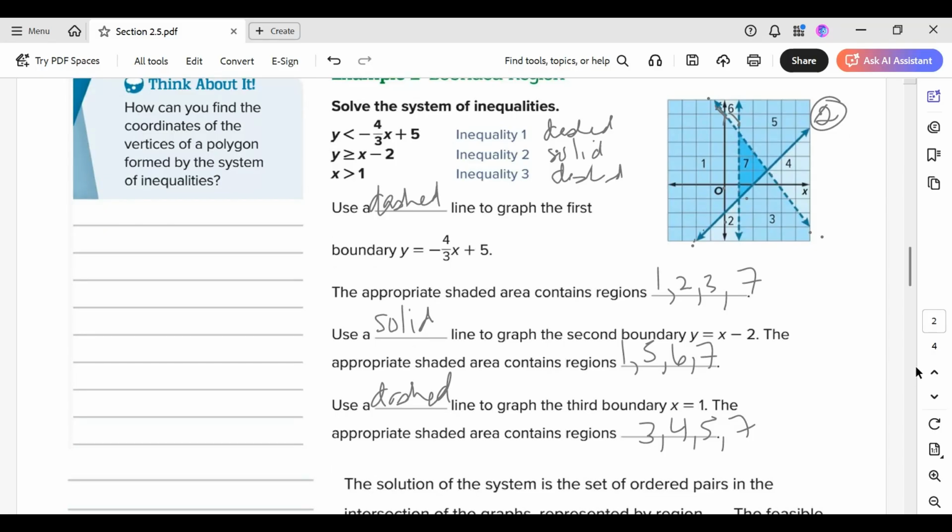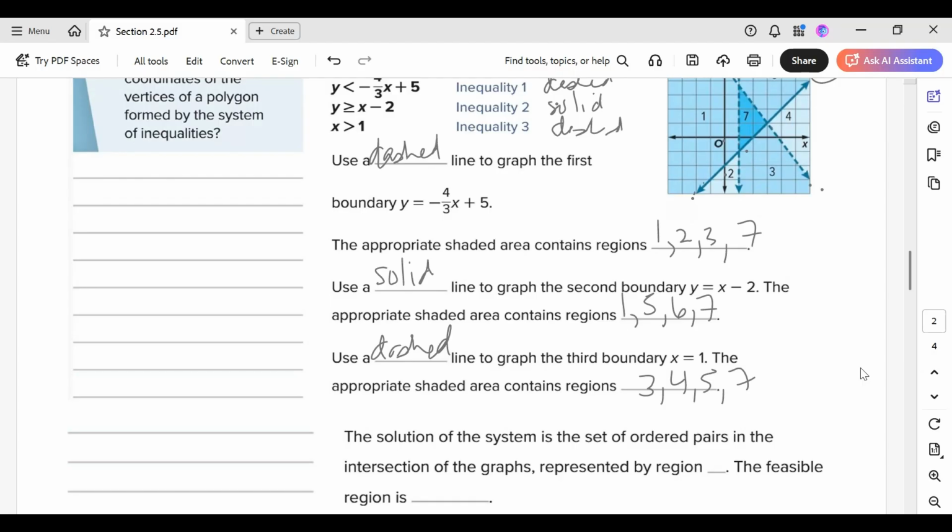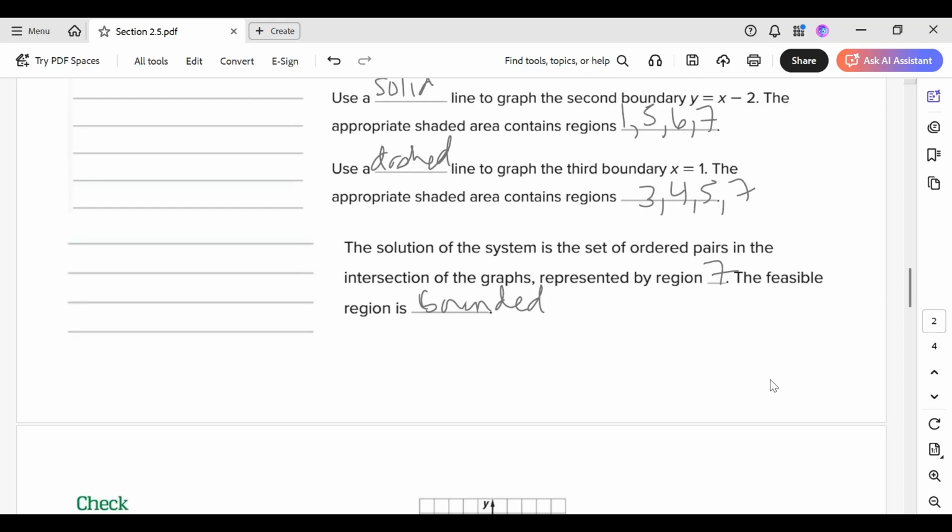Now, remember, this is a bounded region. So the solution of the system is the set of ordered pairs in the intersection of the graphs, which is the dark blue, which is 7. The feasible region is bounded. Our feasible region is bounded because notice that there is no open view. It's that triangular piece right there.